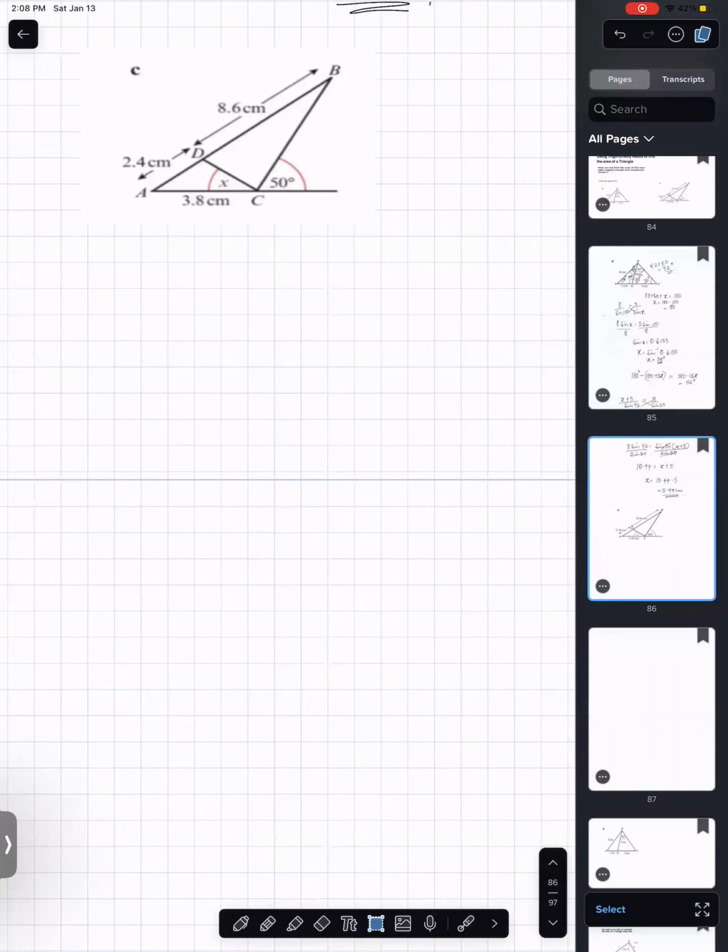Let's proceed with the next question. So look at this triangle here. We have our angle marked at 50, and we have x.